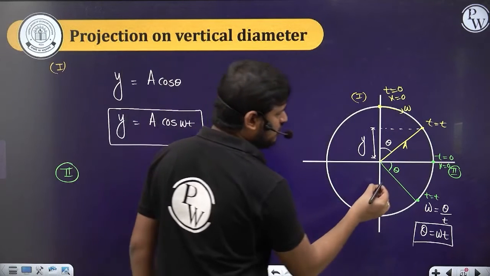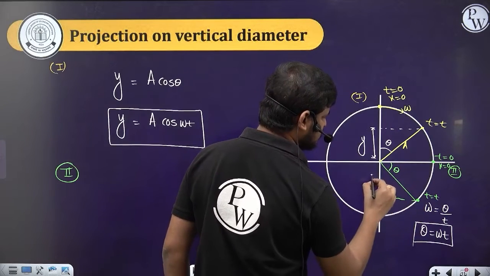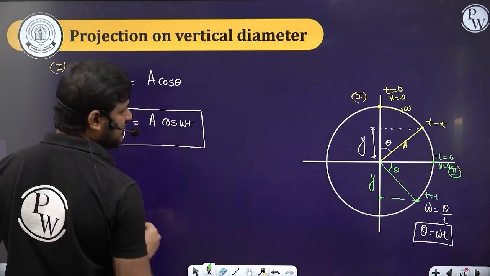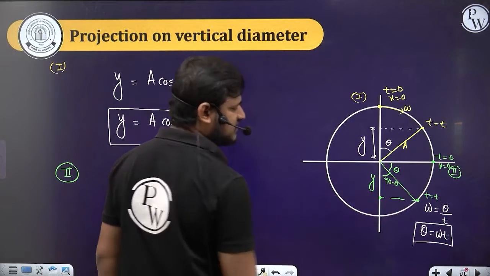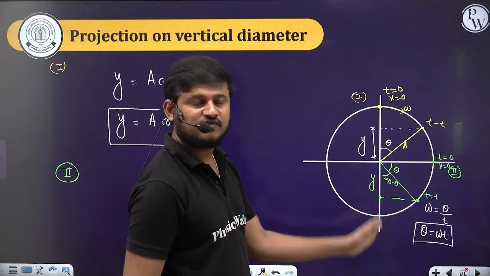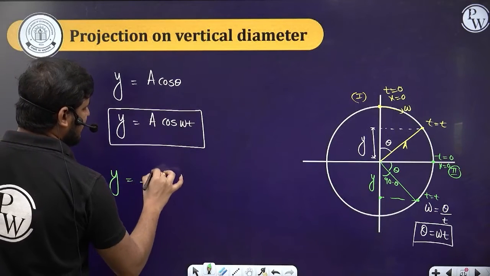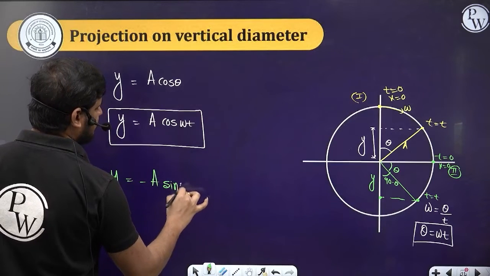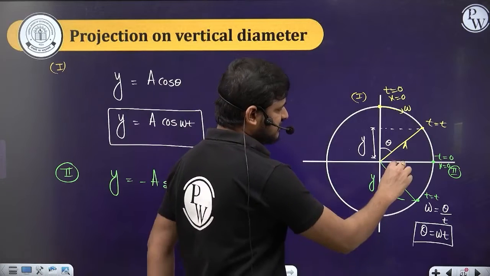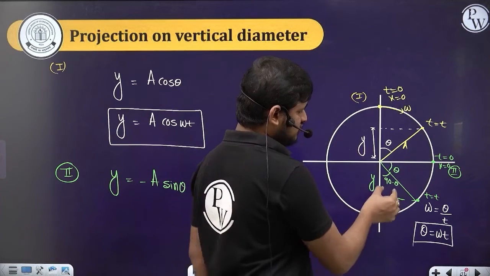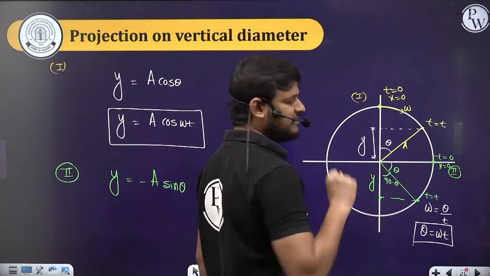Now the projection on the y axis will be here. This will be the y now. So what is that y? If it is theta, this will be 90 minus theta. Yes or no? So this point will become cos of 90 minus theta. So y equals minus a sin theta. I am writing this because, the simple logic, if it is theta, this will be 90 minus theta, and the vertical projection will be cos of 90 minus theta.